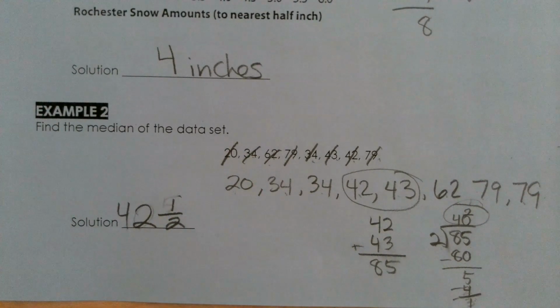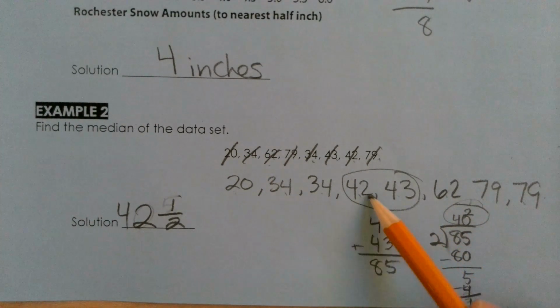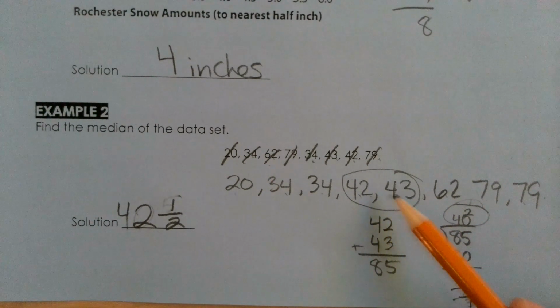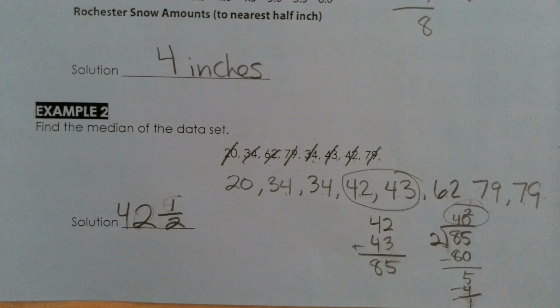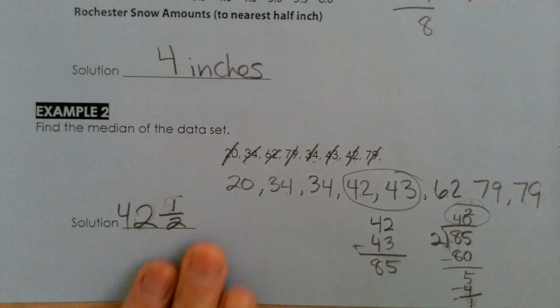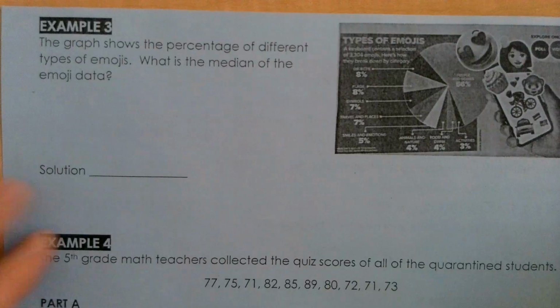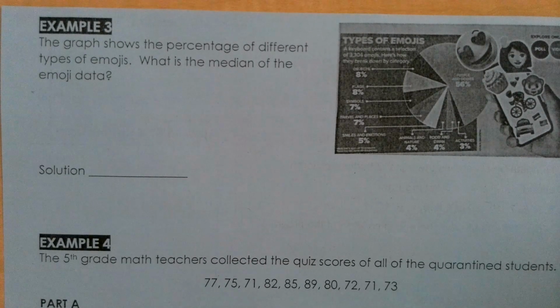No particular set of data described, so we don't need a label here. But the main thing is we put them in number order. We found the middle. There were 2, so we had to find the average of them by adding and then divided by 2. Okay? Now let's check out our example 3. So this graph shows the percentage of different types of emojis. What is the median of the emoji data?